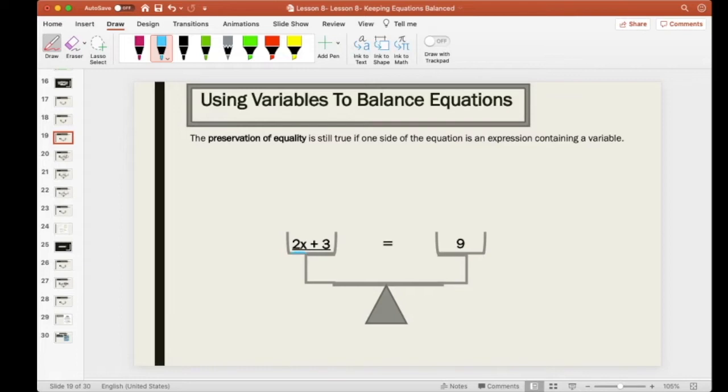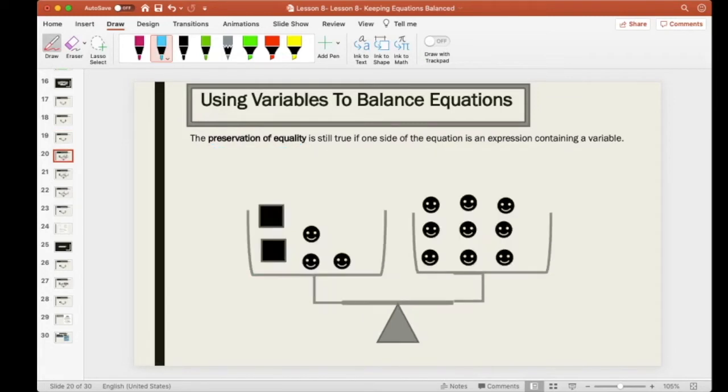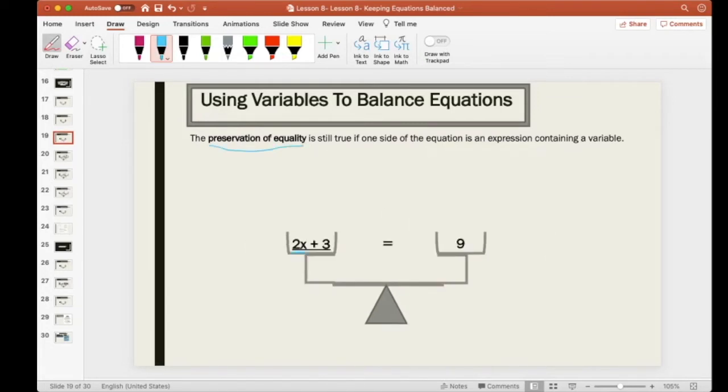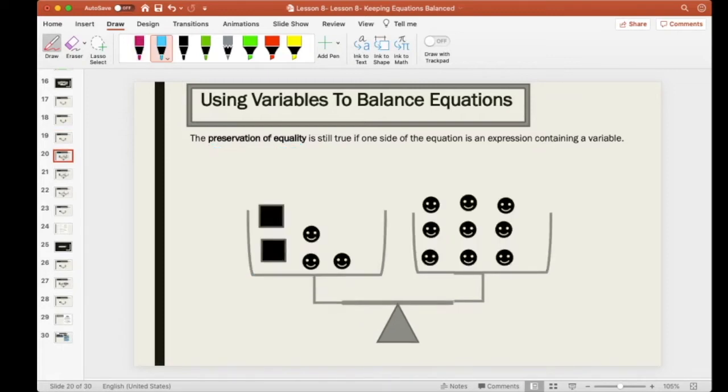We've talked about this before, but we're going to discuss the preservation of equality. We're going to look at the images first, and then we'll do this numerically. So this is the exact same equation: 2x plus 3 equals 9. So we have our 2x. This is an x, as we've established, and these smiley faces are our numbers.